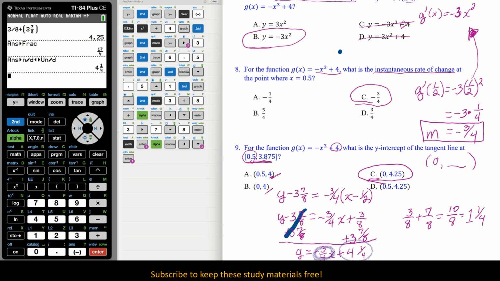I know that was a long way around to get to the answer, but it was an opportunity to show you some use of fractions, how to play around with it in your calculator to verify the correct answer. Okay, and number 9 is our last question in this video.